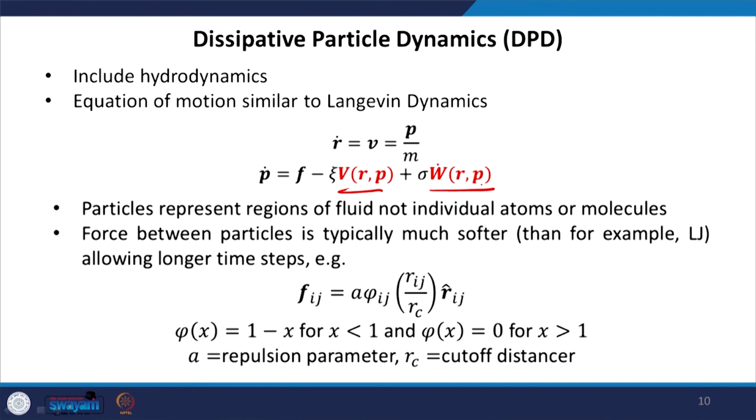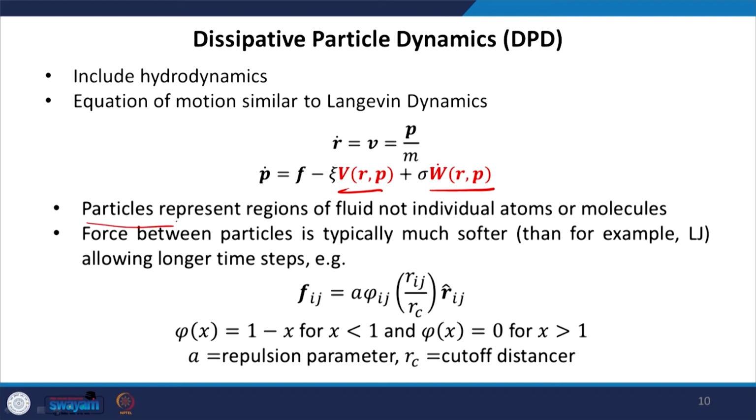There is another method called the dissipative particle dynamics method that also accounts for hydrodynamic interactions. In this case, again the equation of motion is similar to Langevin dynamics, but instead of v and w dot here, we have functions of the position and momentum that I write as capital V and capital W. In the earlier case, it was simply the velocity of the particle and the Wiener process, but now both of these are a function of the position and momenta of the particles, and actually all the particles in the system.